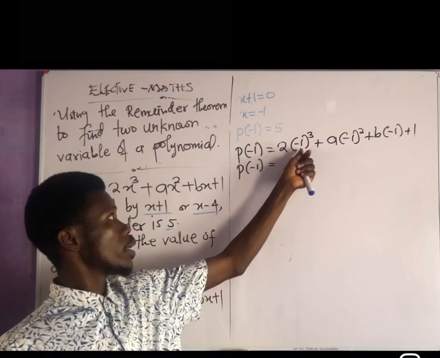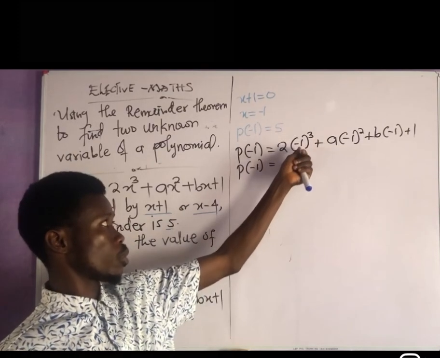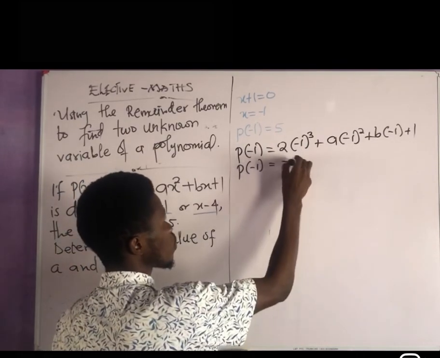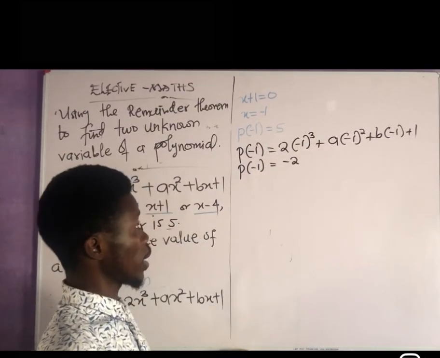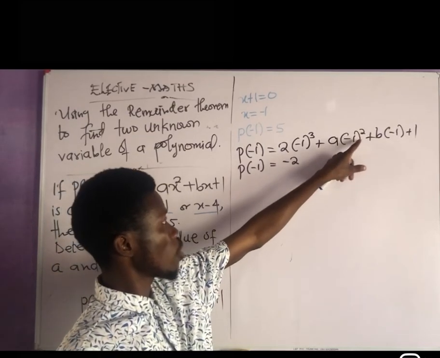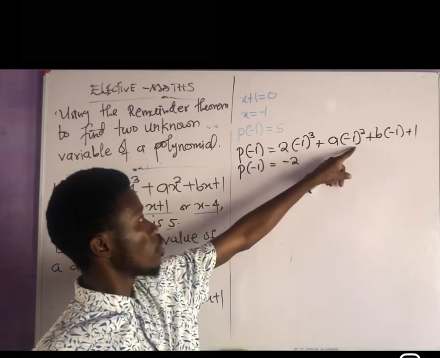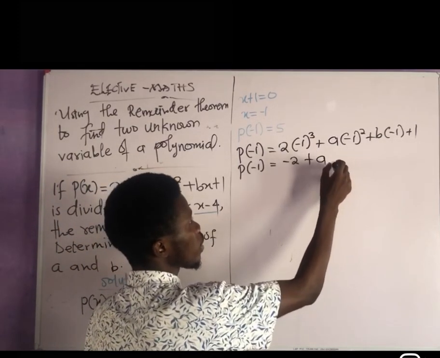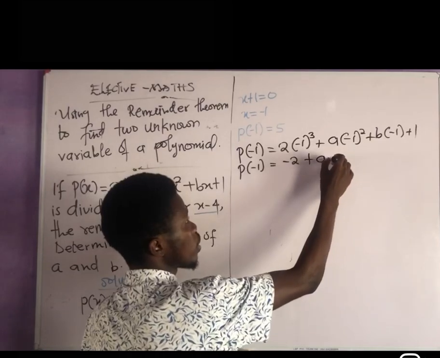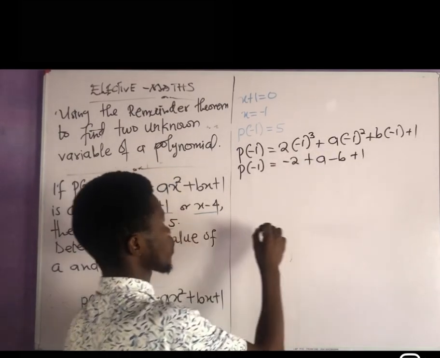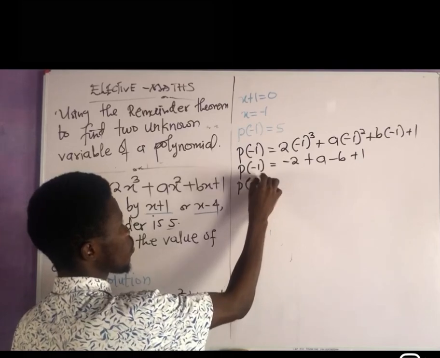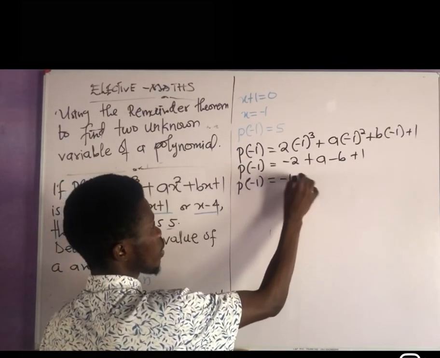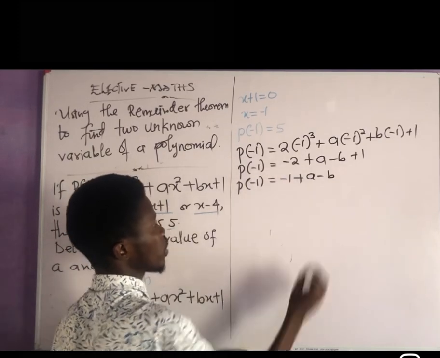So we have -1 to the power 3. This is odd power, so this will give -1. 2 times -1 is -2. Then we also have -1 squared, that will give +1. +1 times a will give you a. Then b times -1 is -b plus 1. So you have p of -1 equals -2 plus 1 give you -1 plus a minus b.